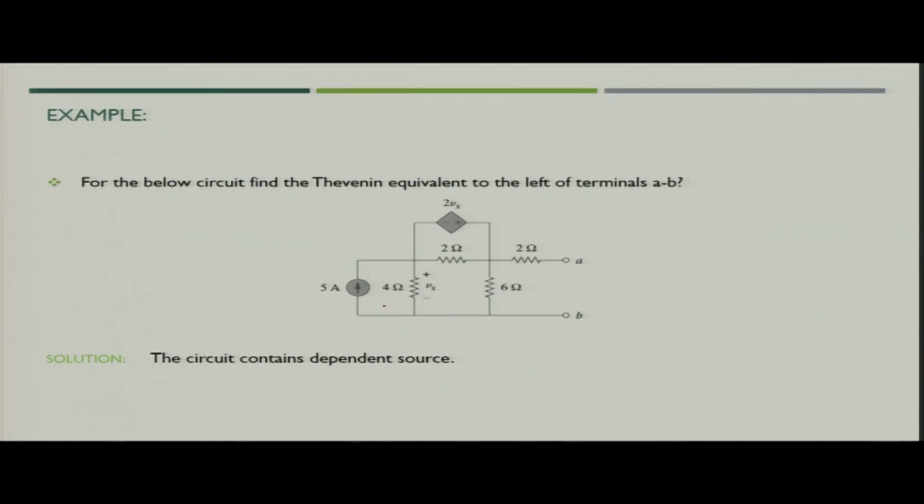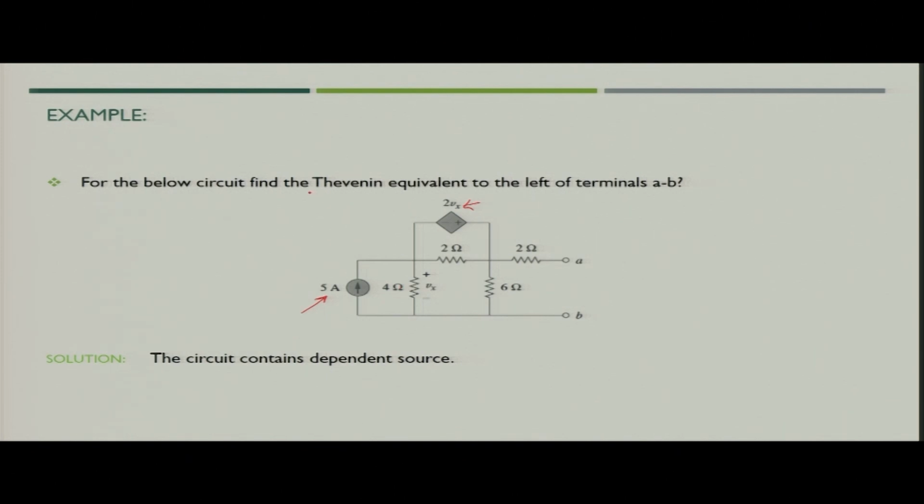Now, let us see this particular circuit. There you will see we have one independent current source of 5 ampere value. Additionally, we have one voltage source which is a dependent voltage source, and the value of voltage is depending upon the voltage across the 4 ohm resistance.